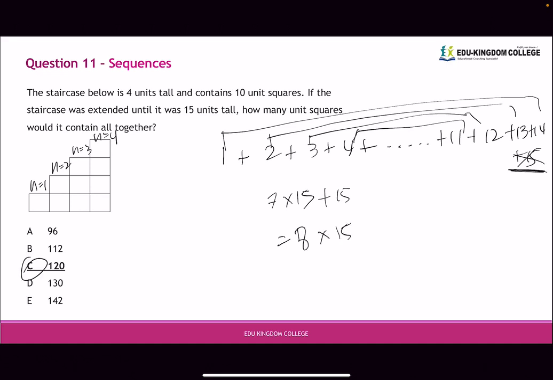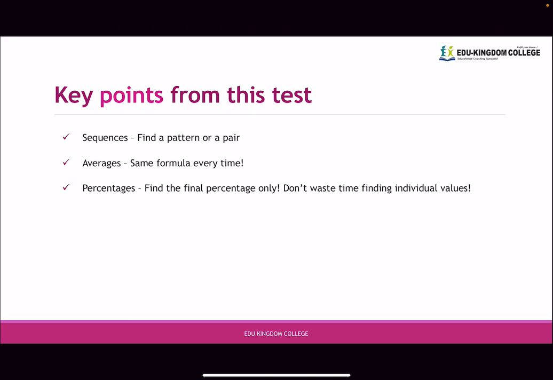Okay, so that was the last question. Just a couple of key takeaways from this test. Sequencing: find a pattern or just try and pair up if it's an addition sequence. With averages, use the same formula every time. Don't get confused. Okay, don't try and use something else. It's just a waste of time. And for percentages, find the final percentage only. Don't waste your time trying to find individual values or the value of each different percentage. Okay, just the final value. That's it. Save your time.